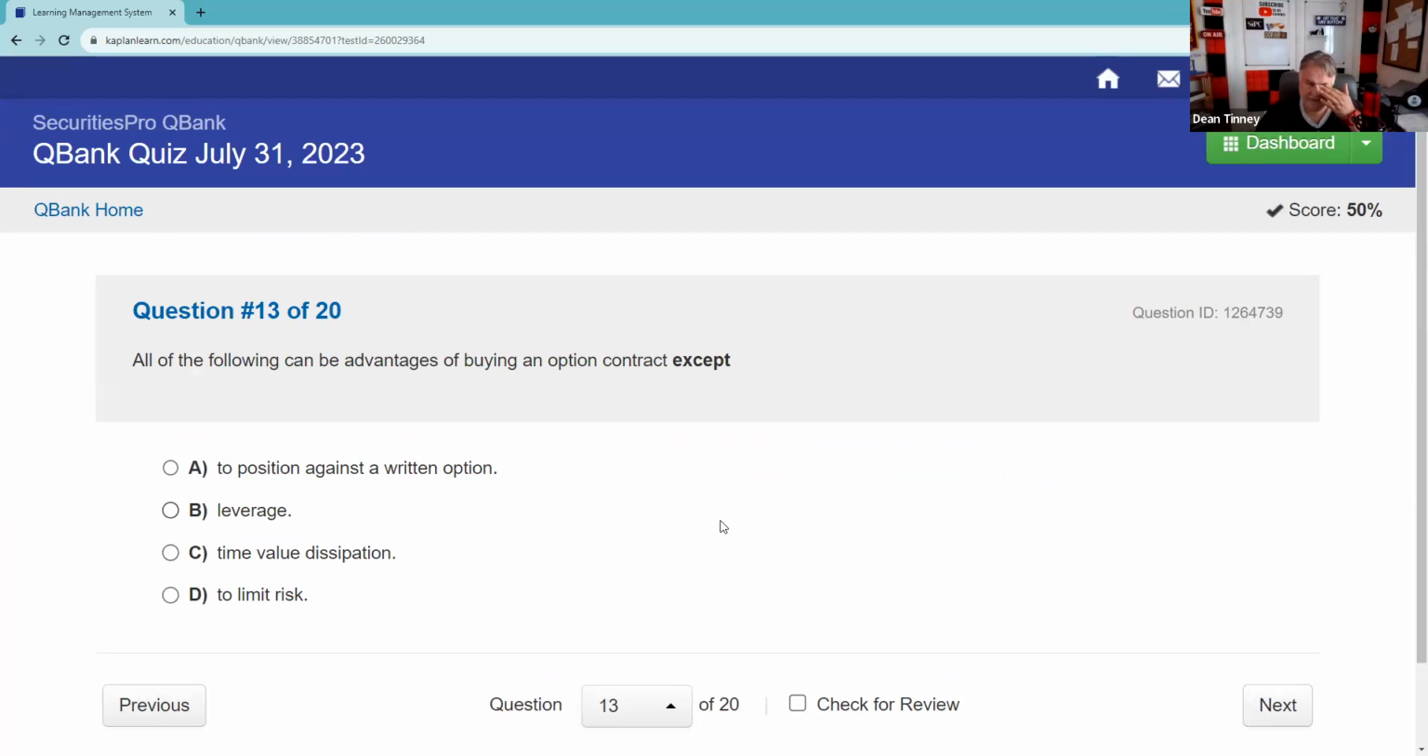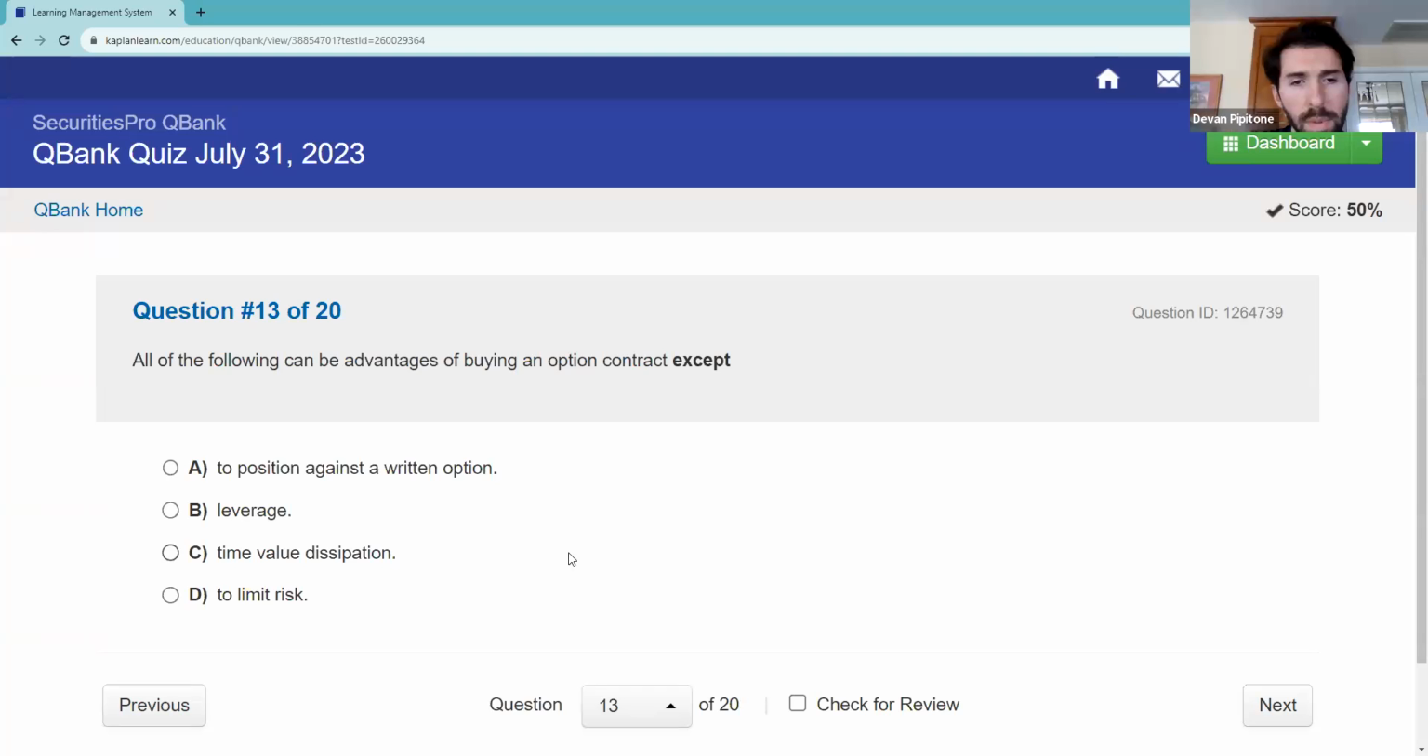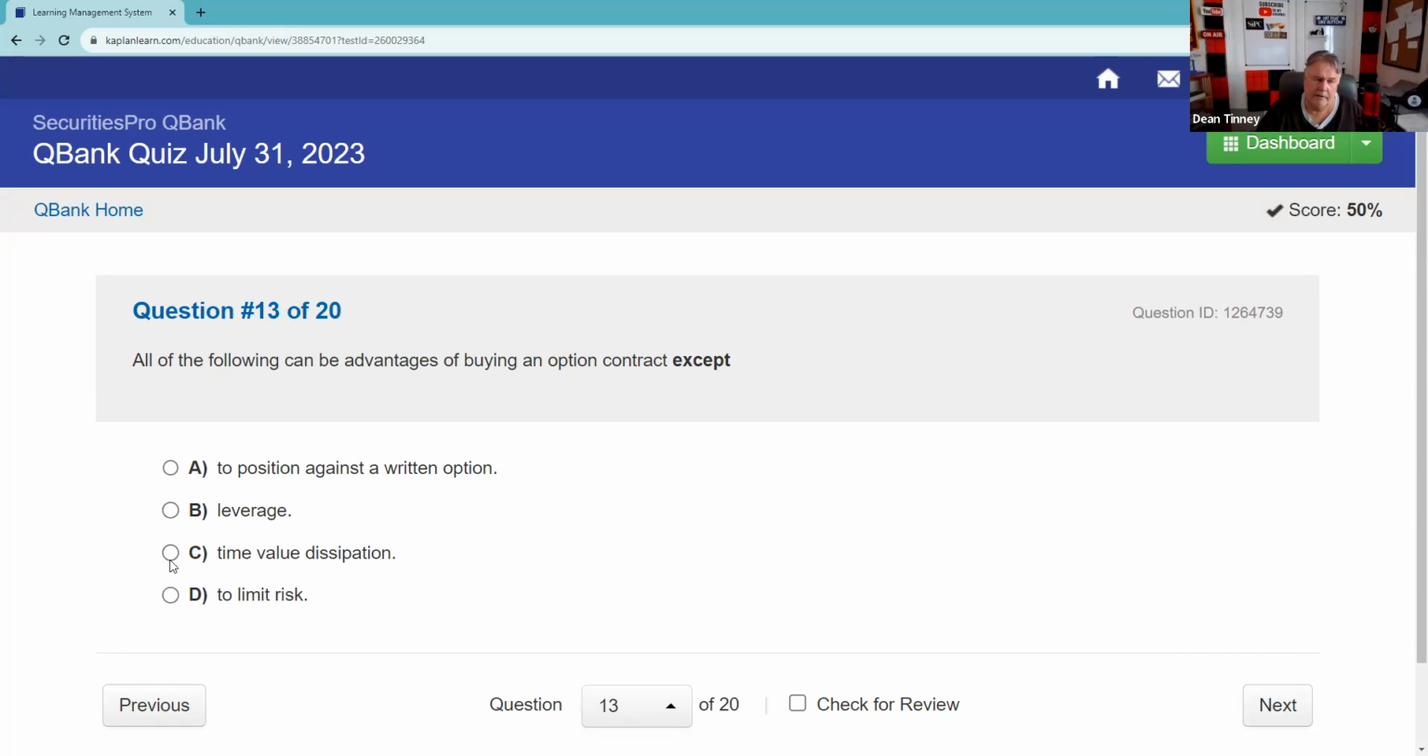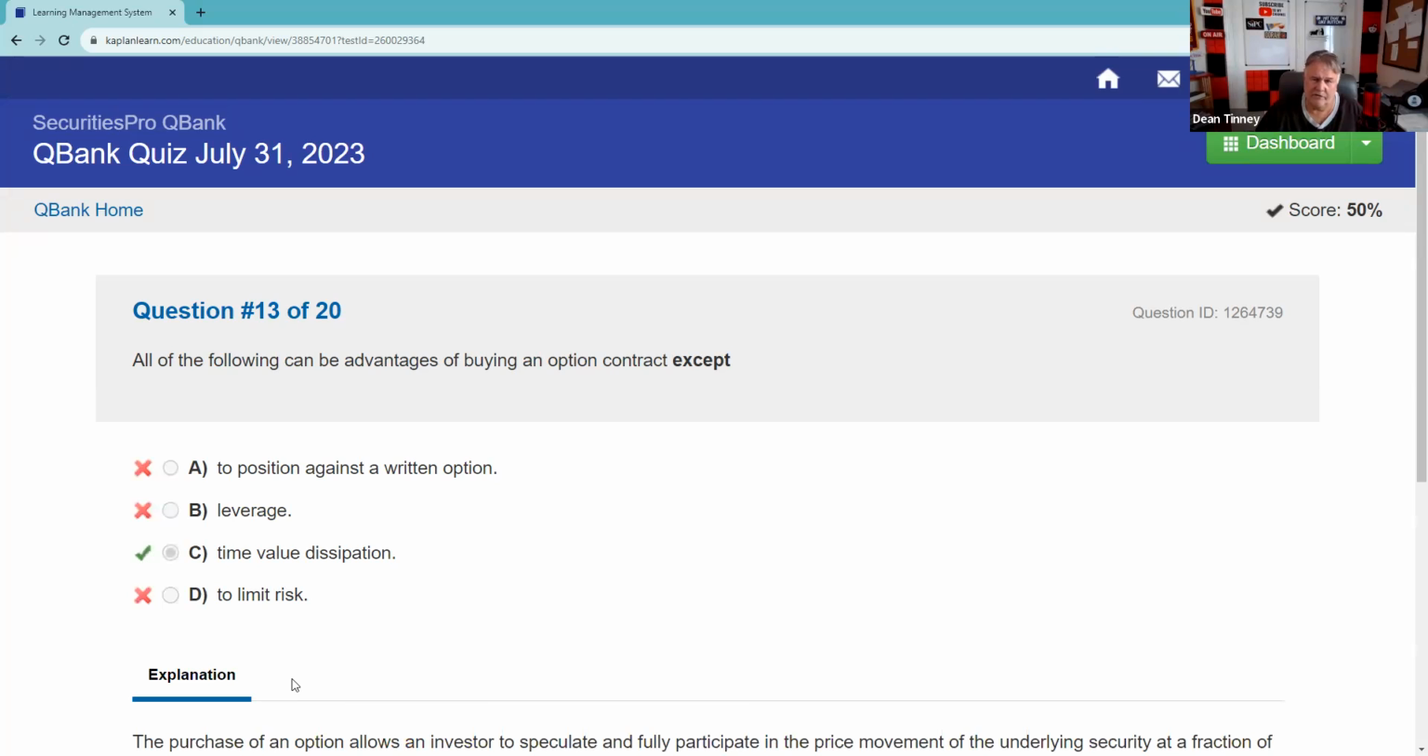All the following could be advantages of buying an option contract except. Wouldn't be A, wouldn't be B, wouldn't be D. Would I go with C on this one? I would go with C, yeah, because remember, I used to make my brokers write 1,000 times.